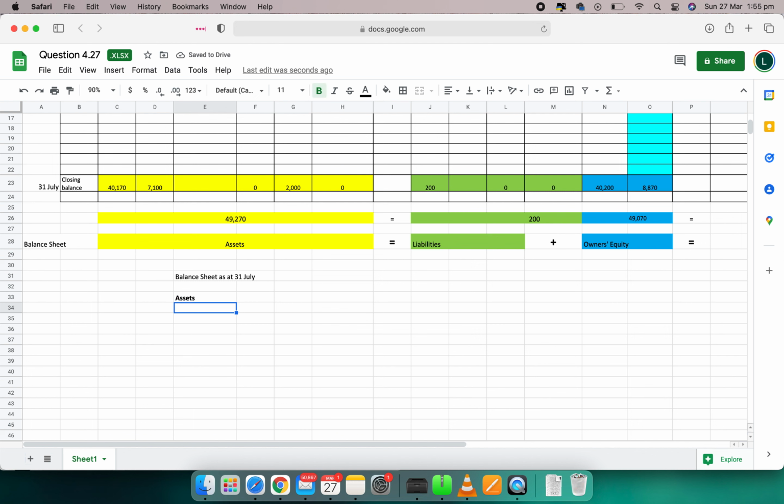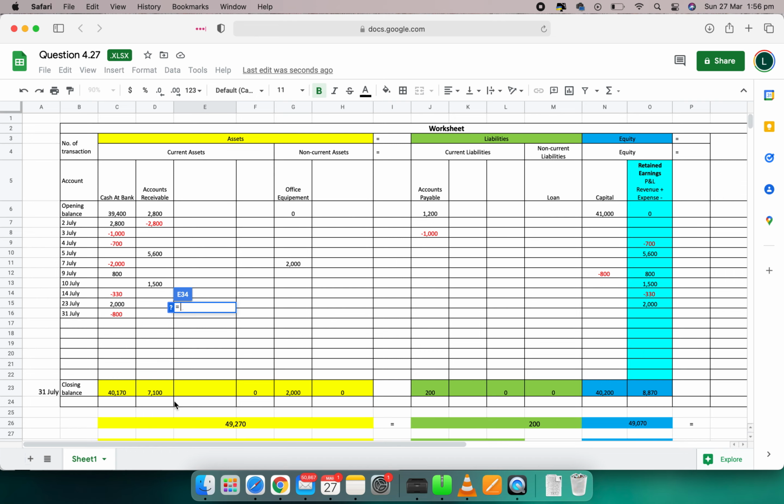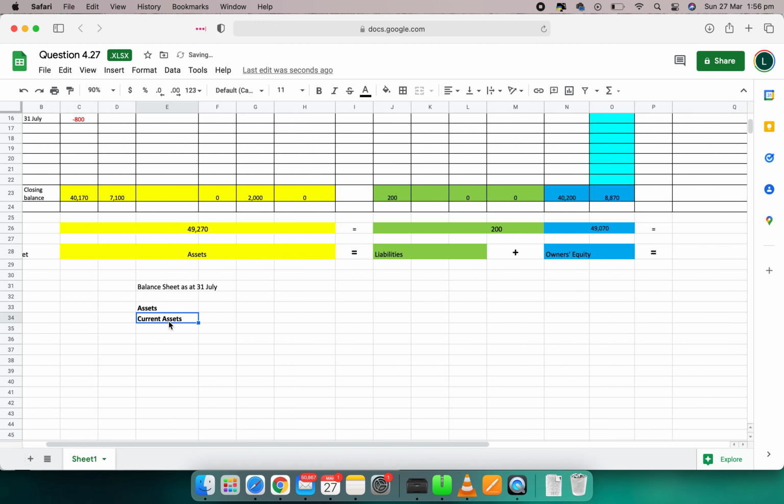Now, I'm going to show you how basically to use Excel, especially for the people that haven't used Excel before. Now, I'm going to be lazy and I'm not going to waste my time and rewrite, or actually I might write current assets. So I've written that here, that's my title. So remember, we've got current assets and then we've got non-current assets.